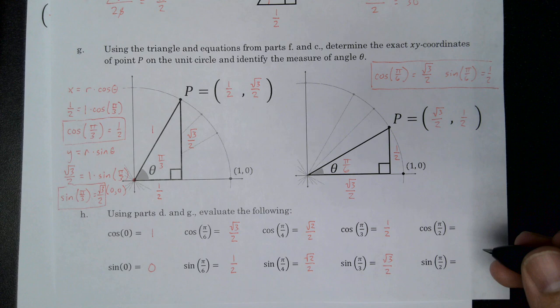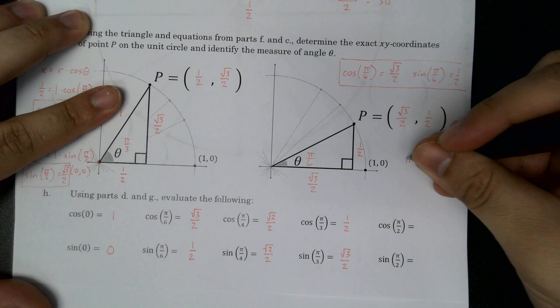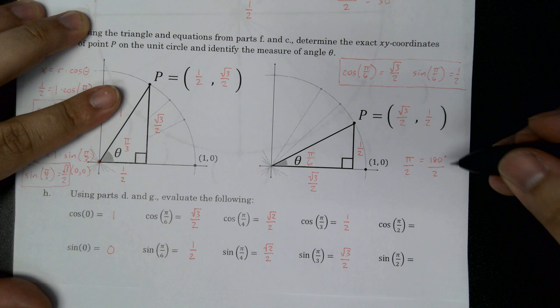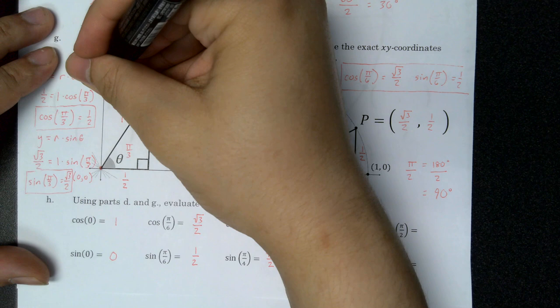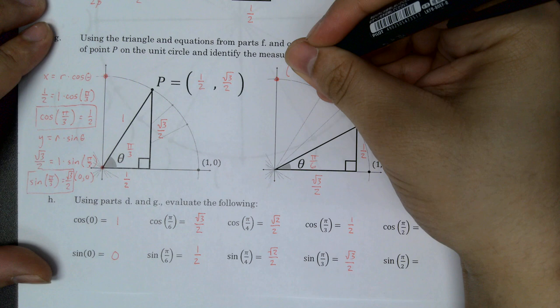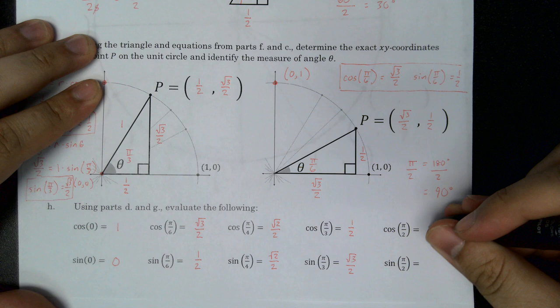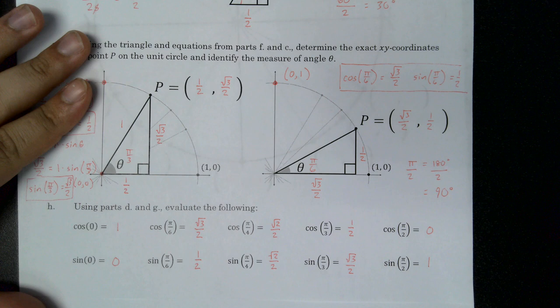The last two that we have over here, cosine of pi over 2 and sine of pi over 2. Well, pi is equal to 180 degrees, divided by 2. That tells us that pi over 2 is 90 degrees. So we should recognize that pi over 2 is this coordinate up here, 0 and then positive 1, because it's on the y-axis. And so, cosine of pi over 2 is going to be equal to the x-coordinate, which is 0. And sine of pi over 2 is going to be equal to the y-coordinate, which is 1.